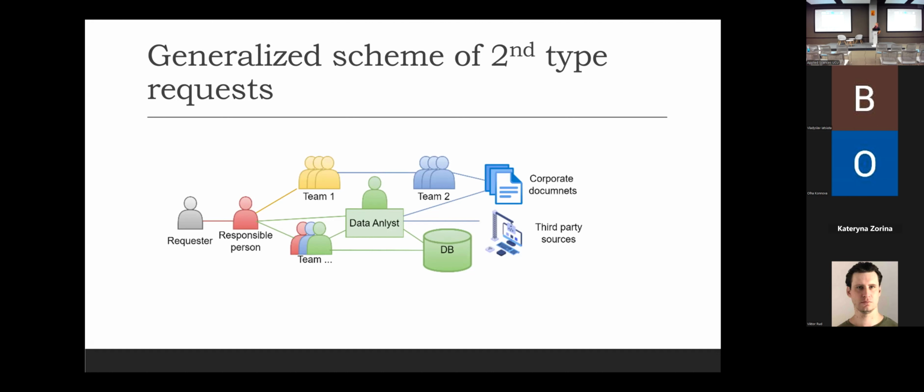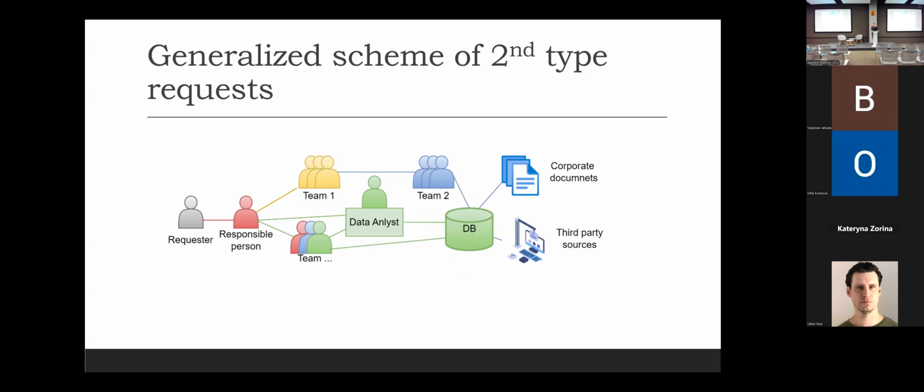First of all, we decided to optimize the schema. As most companies decide to keep all information in their database just to be sure they can take it whenever they need it. So the optimized schema looks like that. In this case, all teams connect to the database, not to third-party sources or corporate documents.